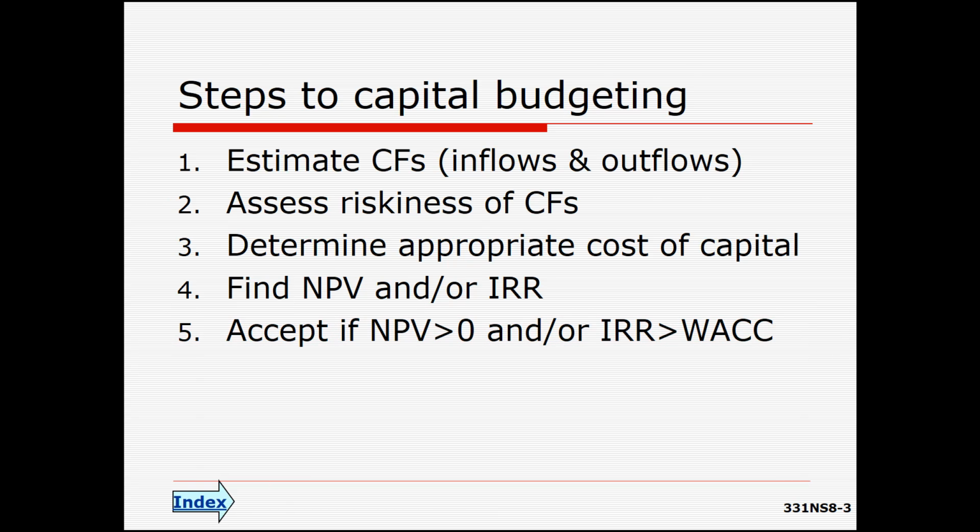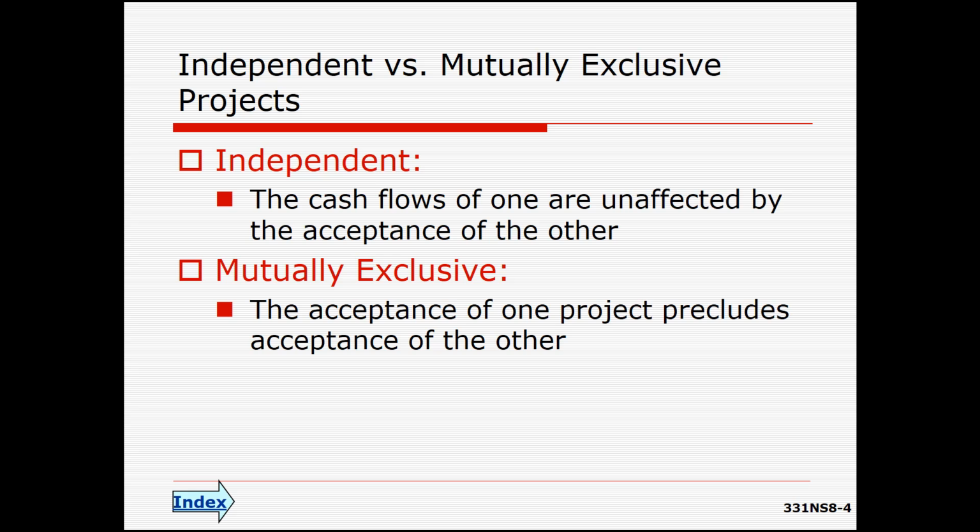An independent project is one whose cash flows do not affect any other project. If 2 or more projects are mutually exclusive, taking one automatically precludes taking the other. For example, the decision as to whether to build a plant on a plot of land or sell the land are mutually exclusive. You can do one or the other.